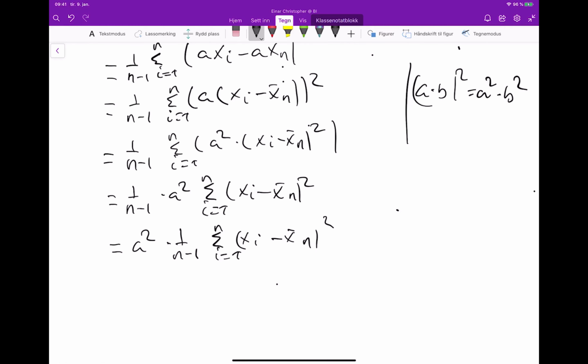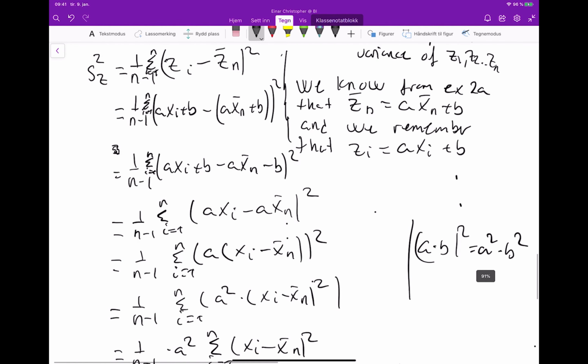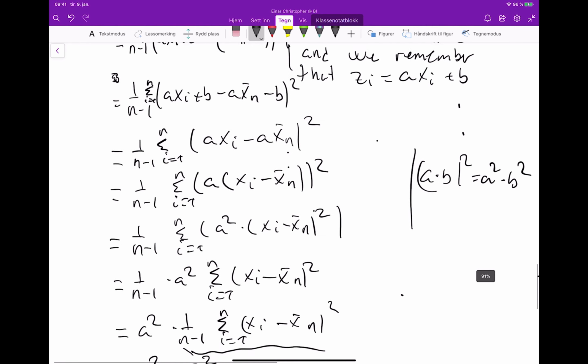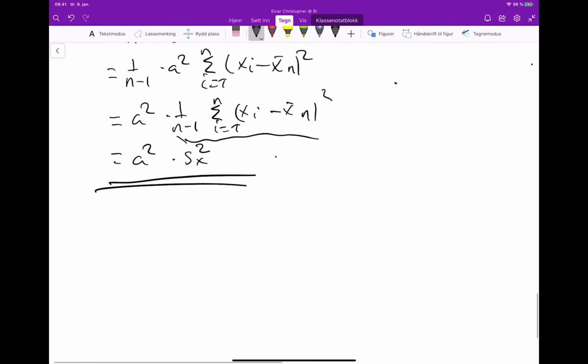So now we see that this actually is nothing else but the empirical variance of the x's. And this is what we were supposed to show: that the empirical variance of the z's is actually the empirical variance of the x's times this constant a in the power of 2. So that was b, and then we can do the last, is it the last one? I think c in exercise 2.